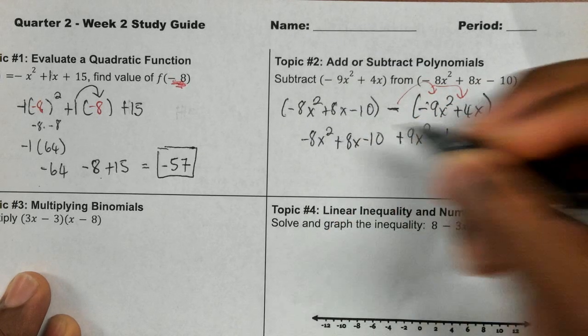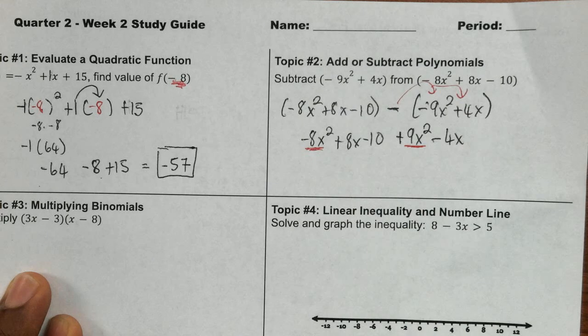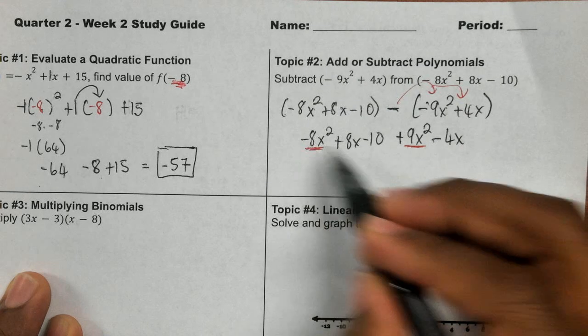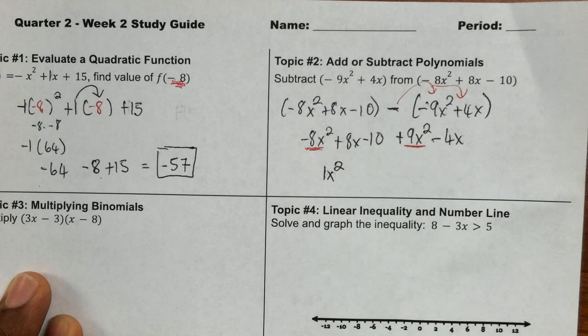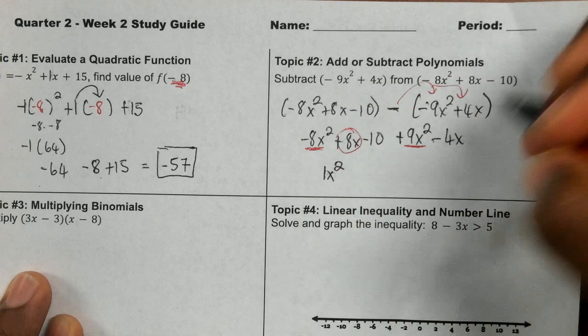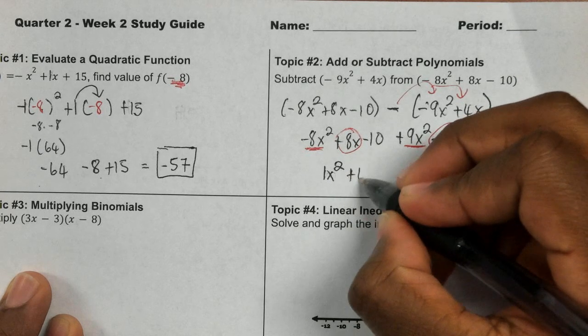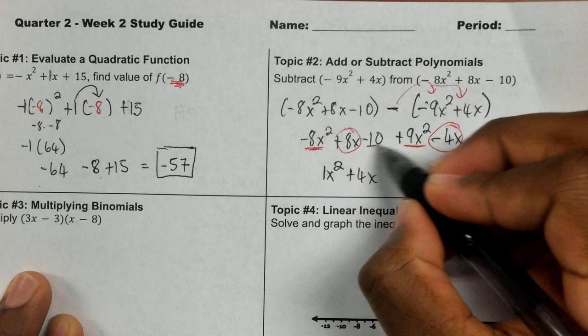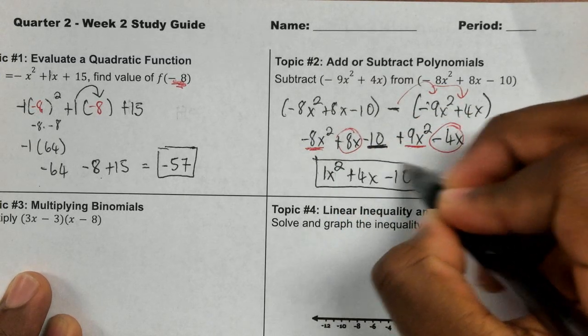Now we're going to combine like terms. So this and this are like terms, so when we combine them, negative 8 plus 9 is positive 1x squared. Here we have an 8x. Here we have a negative 4x. 8 take away 4 is positive 4x. The negative 10 has no like term, so you bring it down. So again, just like that.